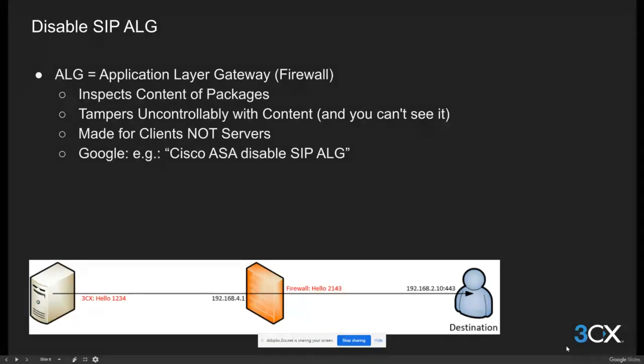Otherwise it will restrict the packets, and we can face a one-way audio issue, or the call will disconnect within 30 seconds. So we can face these types of issues if we are not disabling SIP-ALG. So we always recommend disabling SIP-ALG, and this is not on the 3CX. I'm again repeating, this is not the 3CX part, this is the firewall, and whichever firewall you are using, you have to disable SIP-ALG on that particular firewall.